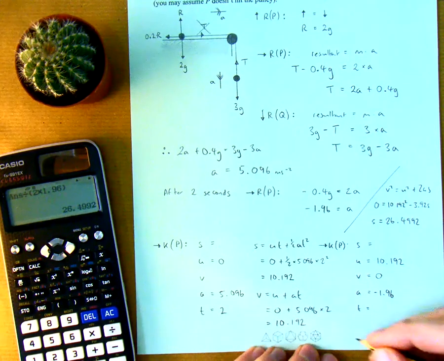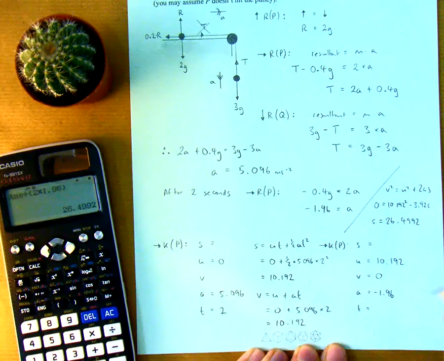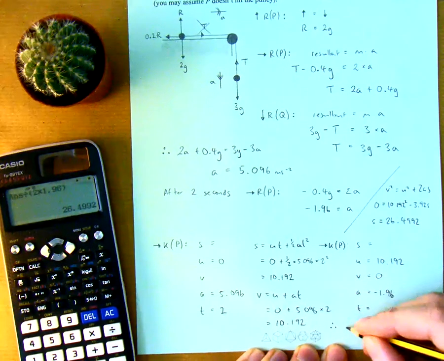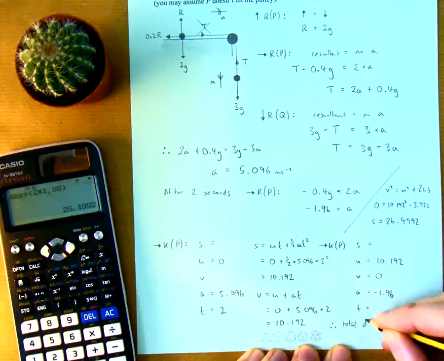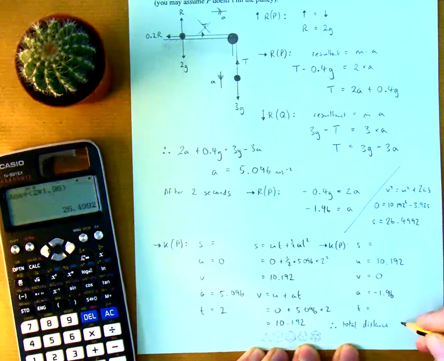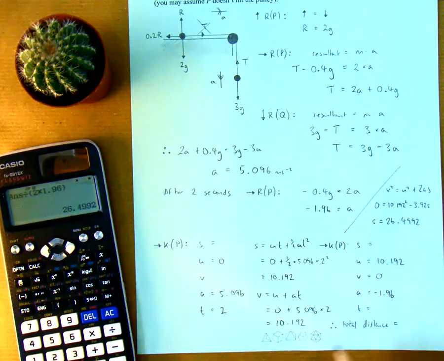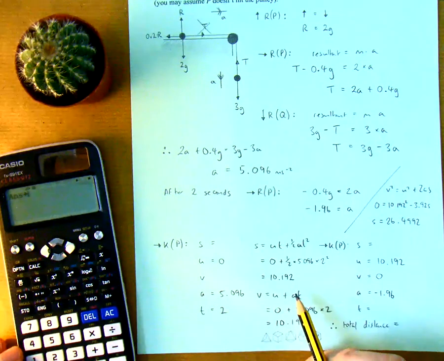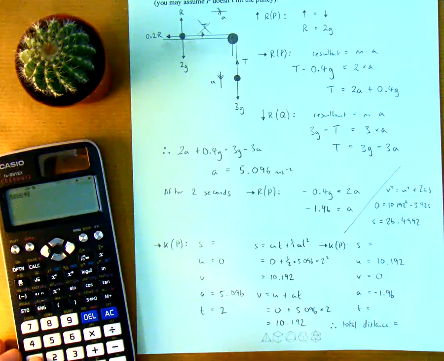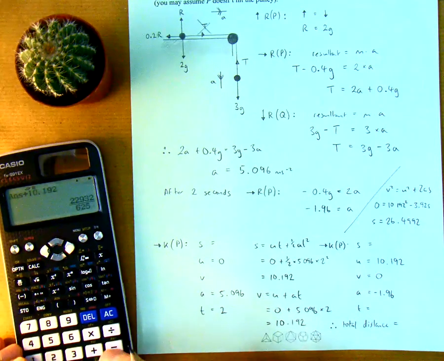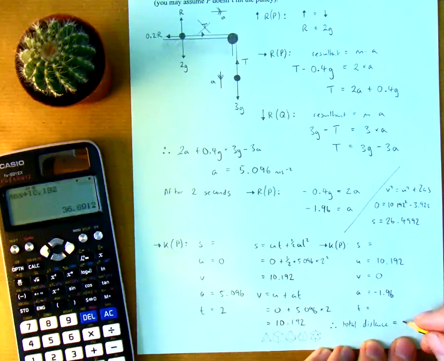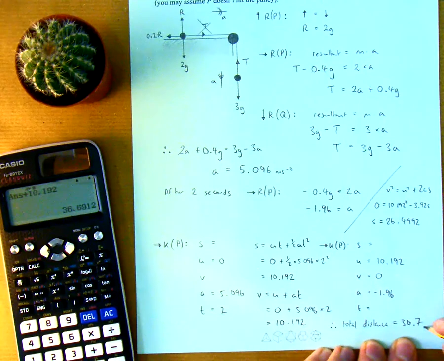And therefore the total distance travelled equals 26.4992 plus 10.192, which equals 36.7 meters.